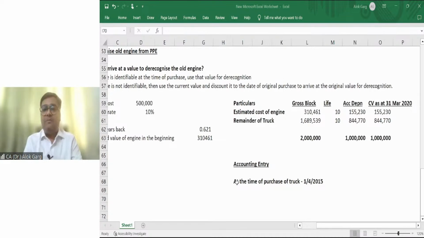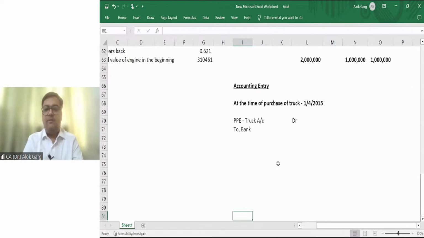PPE truck account debit to bank account, simple. PPE truck account debit, bank account credit. How much? 20 lakh. Right?